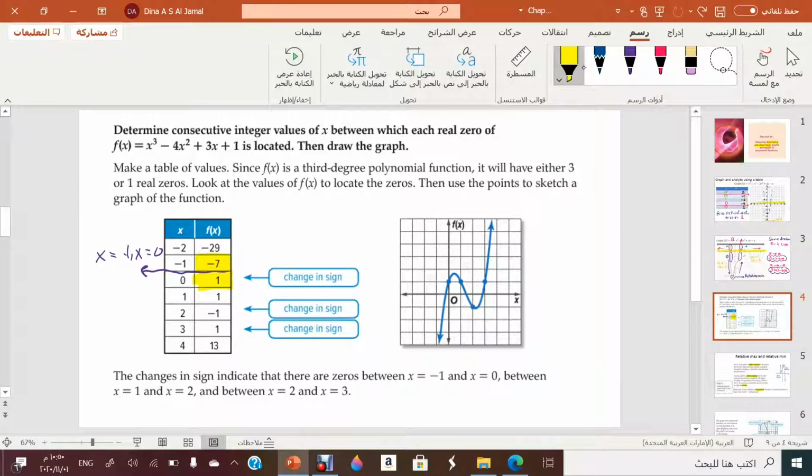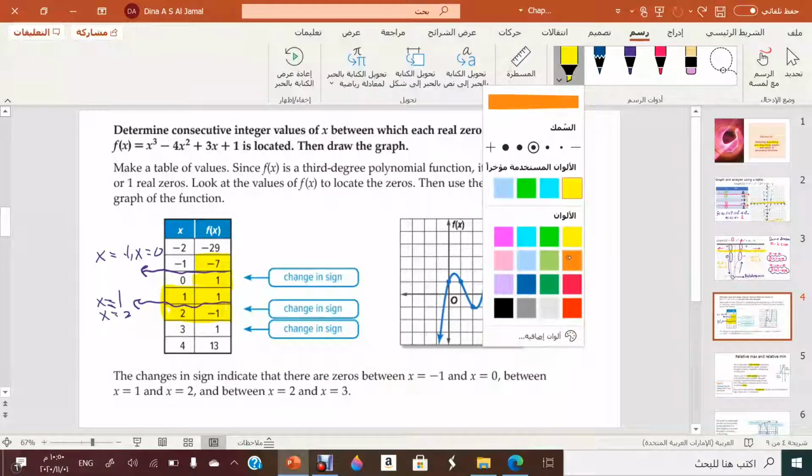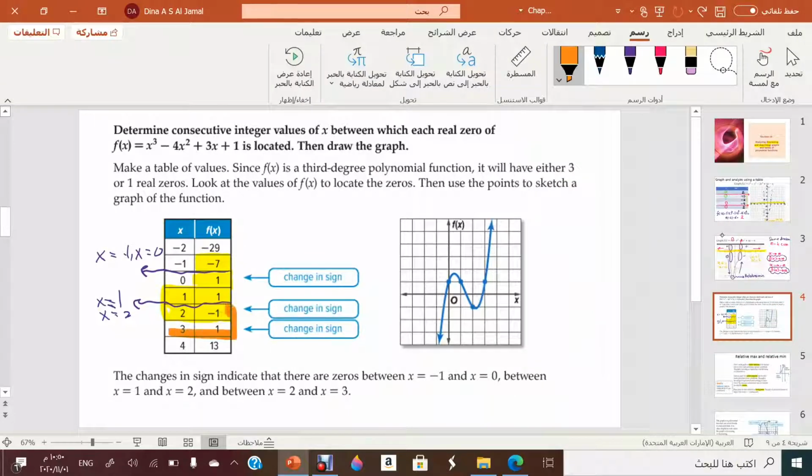Now let's check the other roots. I'm having 1, 1, no change of sign, then 1, minus 1. So I'm having a change of sign here, and it is exactly between x equals 1 and x equals 2. Then I'm having another change of sign. Let me choose another color. So it will be between this one and this one, so between x equals 2 and x equals 3.